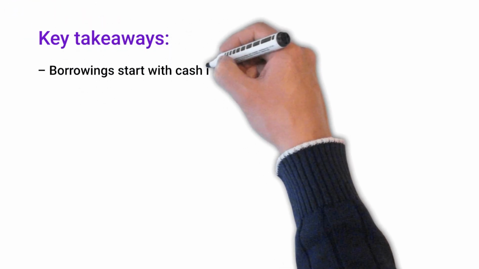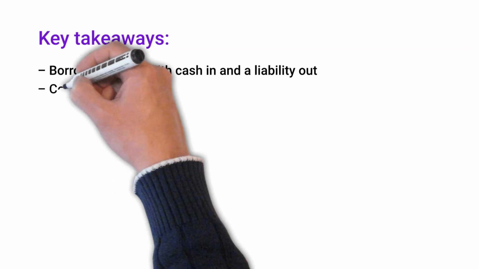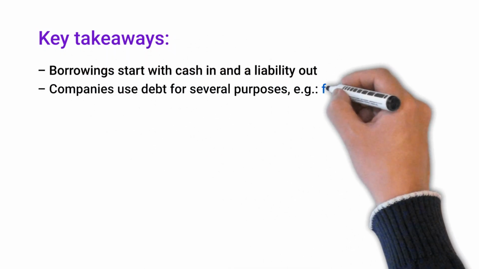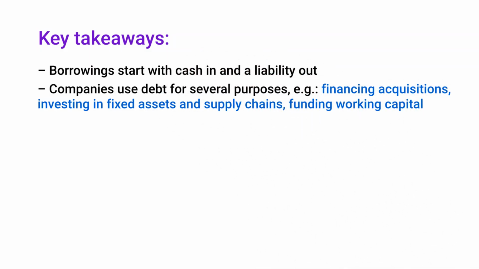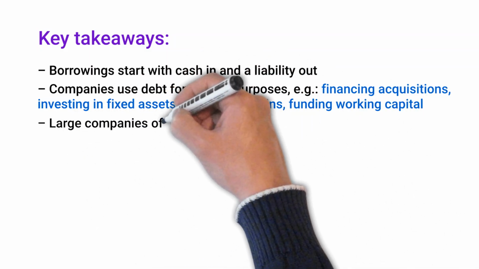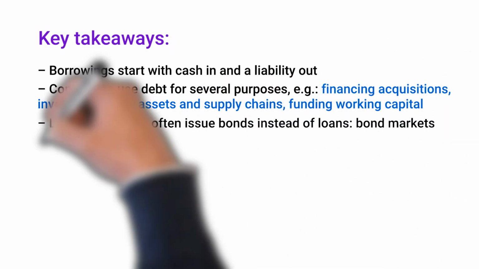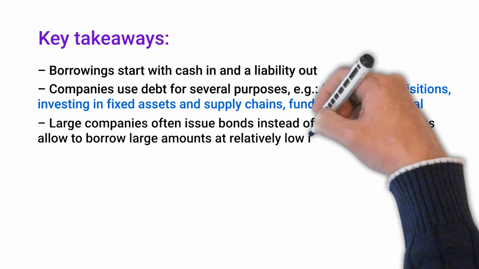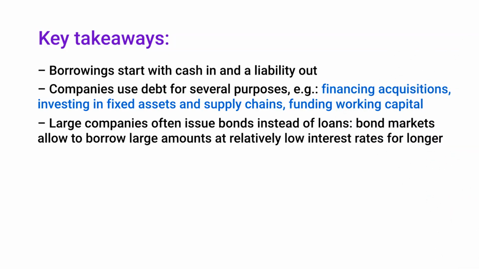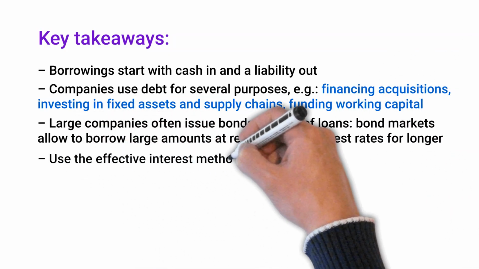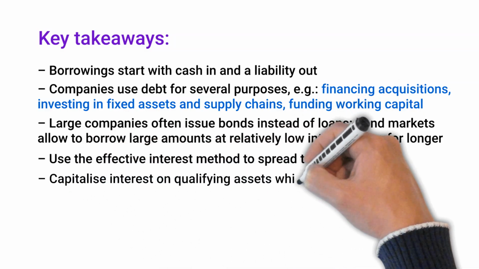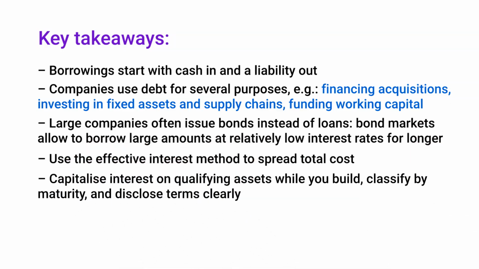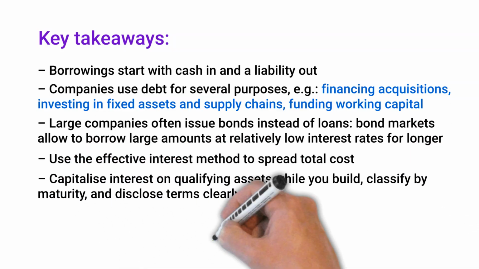Let's summarize it. Borrowings start with cash in and a liability out. Companies typically use debt for several purposes: financing acquisitions, investing in fixed assets and supply chains, funding working capital. Large companies often issue bonds instead of loans. Bond markets allow to borrow large amounts at relatively low interest rates for longer periods. Use the effective interest method to spread total cost. Capitalize interest on qualifying assets while you build. Classify by maturity and disclose terms clearly. And that's your crash course in loans and borrowings.